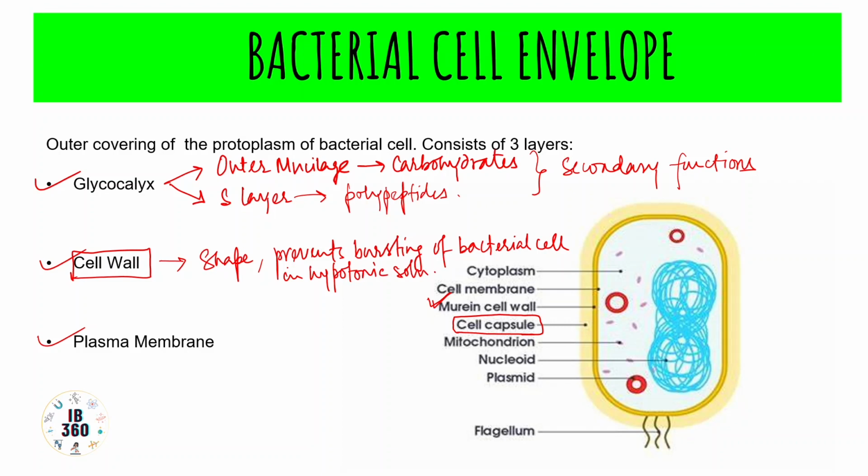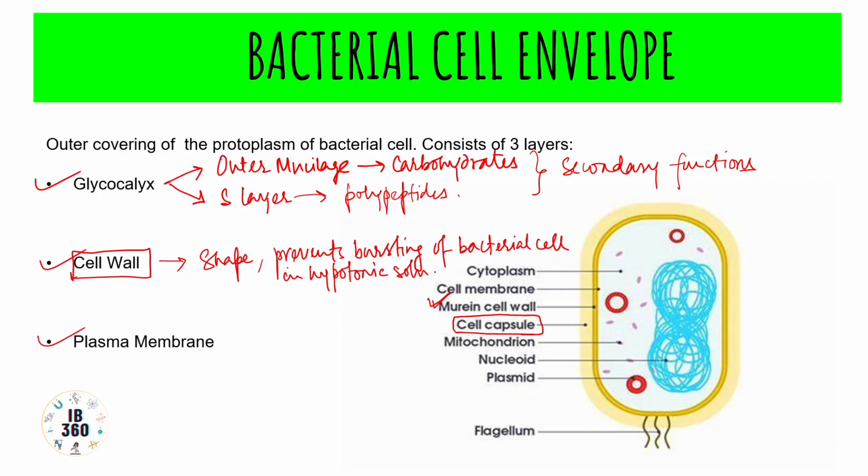Now, the cell wall also provides certain rigidity and stability to the entire cell. And apart from this, there is another important job that the cell wall does. That is, it provides a periplasmic space which occurs between the plasma membrane and the cell wall. And this periplasmic space is absent in gram-positive bacteria.